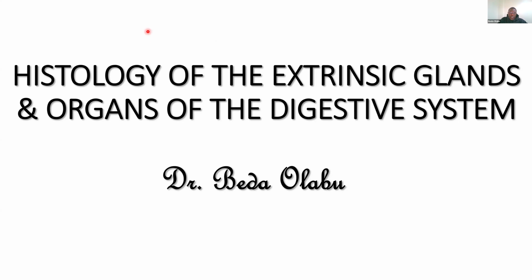So welcome to this second class on microscopic organization of the digestive system. In our first class, we looked at microscopic organization of the whole GIT. And in this second part, we are looking at microscopic organization of the extrinsic glands or organs of the digestive system.